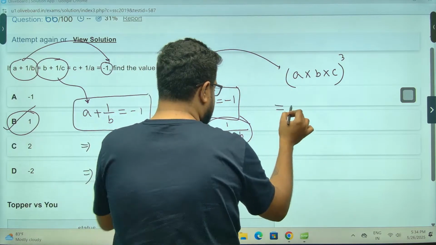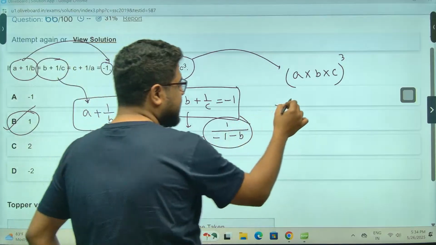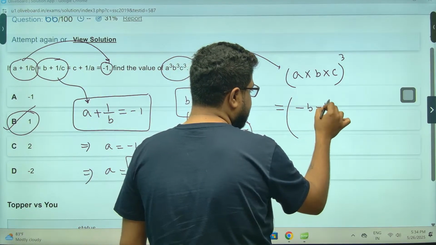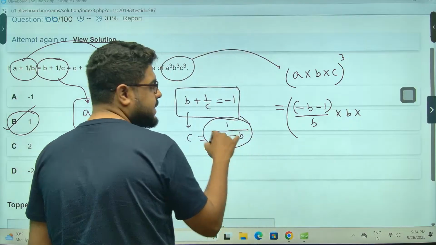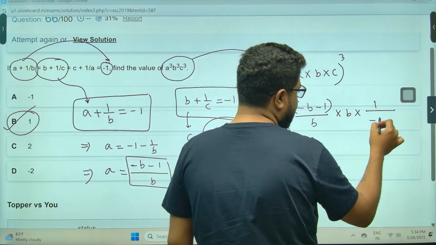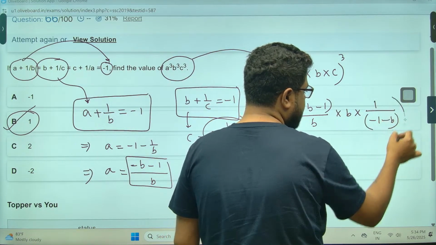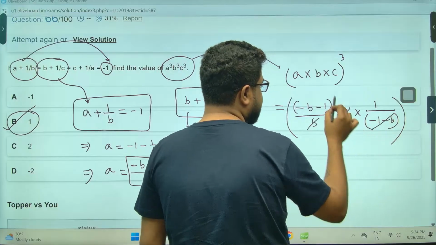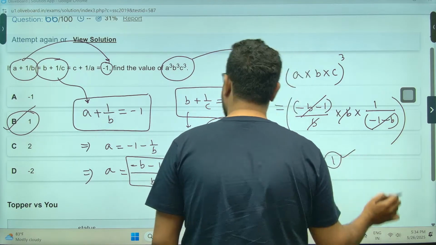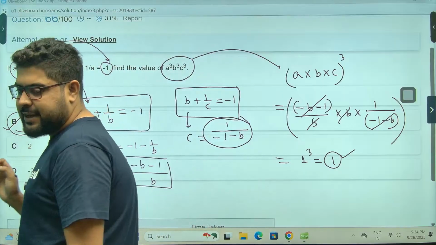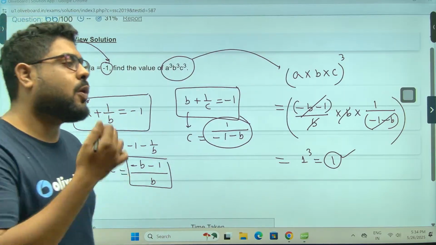So let's do it now. Put the value of A: A is minus B minus 1 by B, into B, into C, which is 1 by minus 1 minus B. B cancels, this cancels. So ultimately the answer is 1 cube, that is 1. Perfect.